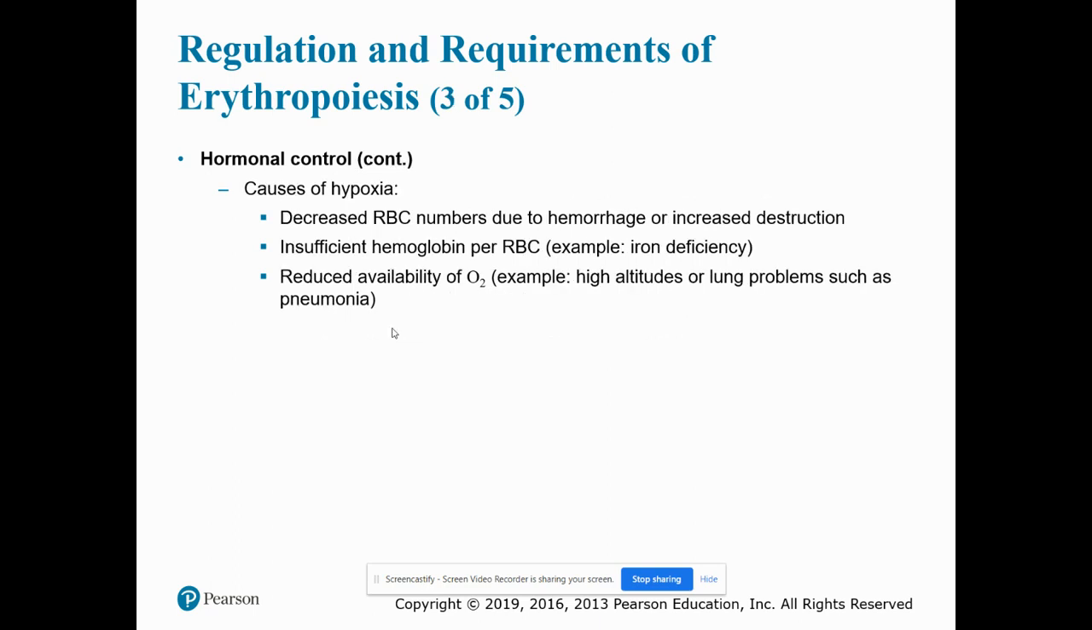Some of the causes of hypoxia could be decreased numbers of red blood cells due to hemorrhage, like a wound or a bleeding ulcer, or increased destruction. Let's say maybe somebody has sickle cell anemia. Other causes are insufficient hemoglobin per red blood cell, like an iron deficiency, or reduced availability of oxygen, so high altitudes or lung problems such as pneumonia, or even COVID.